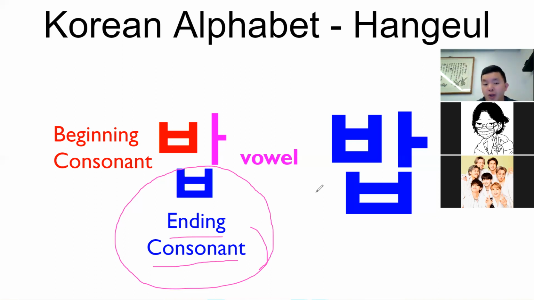Then here's a question. Is it possible to see two vowels in one Korean syllable? It's not possible. There will always be one vowel, and a maximum of two consonants, or it can be one consonant, depending. Any questions so far?